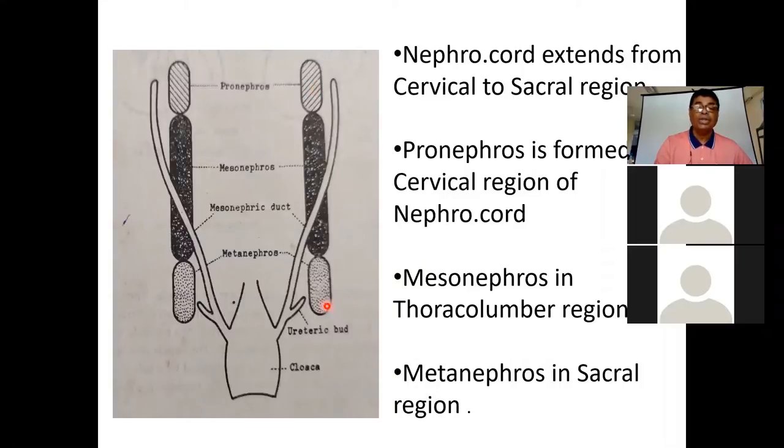To restate: the portion lying in the cervical region is the pronephros. The portion of the nephrogenic cord lying in the thoracolumbar region is known as mesonephros. And the part of the nephrogenic cord which is lying in the sacral region is known as metanephros, right?